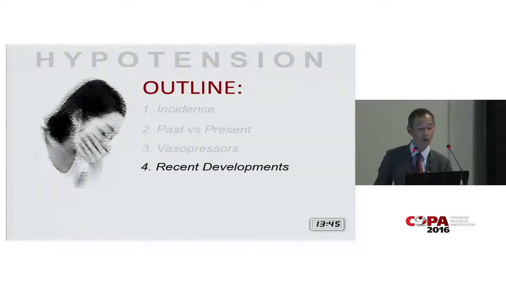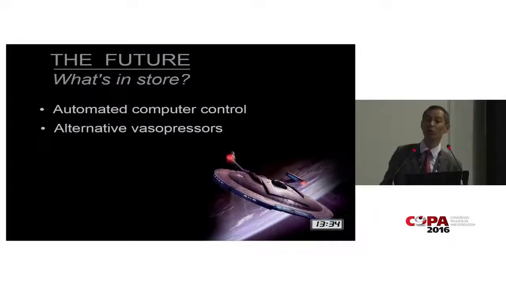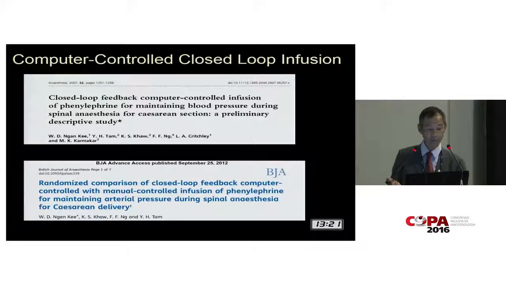Now, the fourth area I want to talk about briefly is some of the recent developments in this area, and my department is very active in research in this area. What's in store in the future? The two areas that I want to talk about are firstly the use of automated computer control, and second, newer or alternative vasopressors. Now, my department has some interest in the use of what we call closed-loop feedback computer-controlled infusions. And here are two papers that we have published in the recent literature looking at this technique.